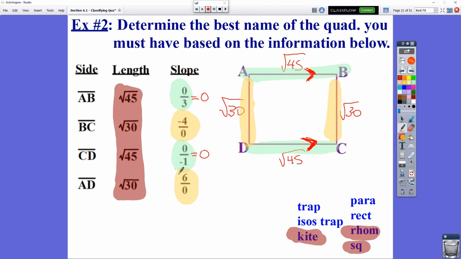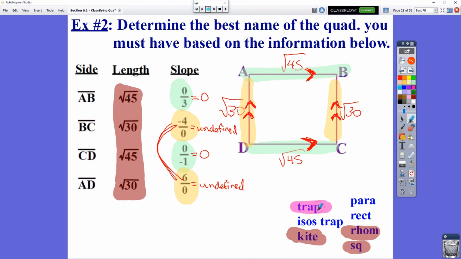And again, we look at these and we go, no, they don't look like they're the same. But again, any number divided by 0, as long as it's not a 0 up top, it's an undefined slope. And 6 divided by 0 is an undefined slope. So you know what? These two opposite sides, they both have undefined slopes, and they're going to be parallel to each other. So let me put some parallel line markings on here. And so now I have two sets of parallel sides. Well, this is sounding more like a parallelogram or maybe a rectangle.